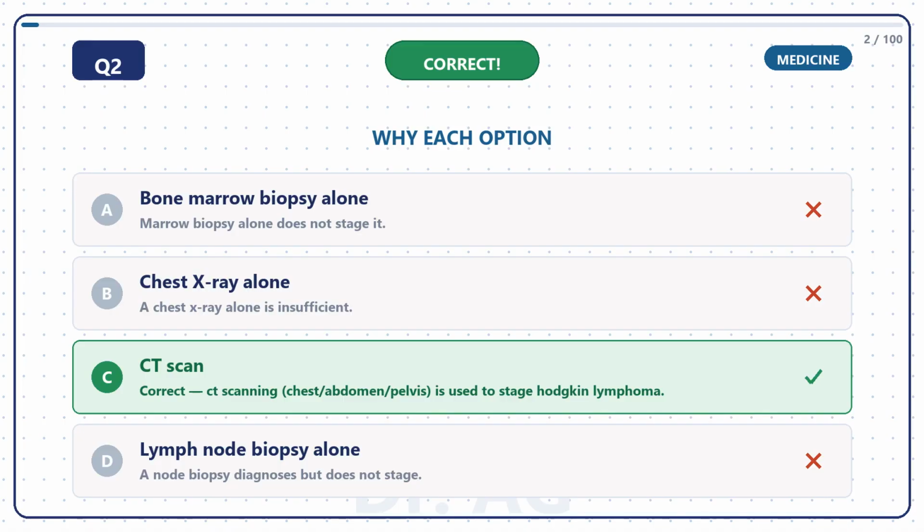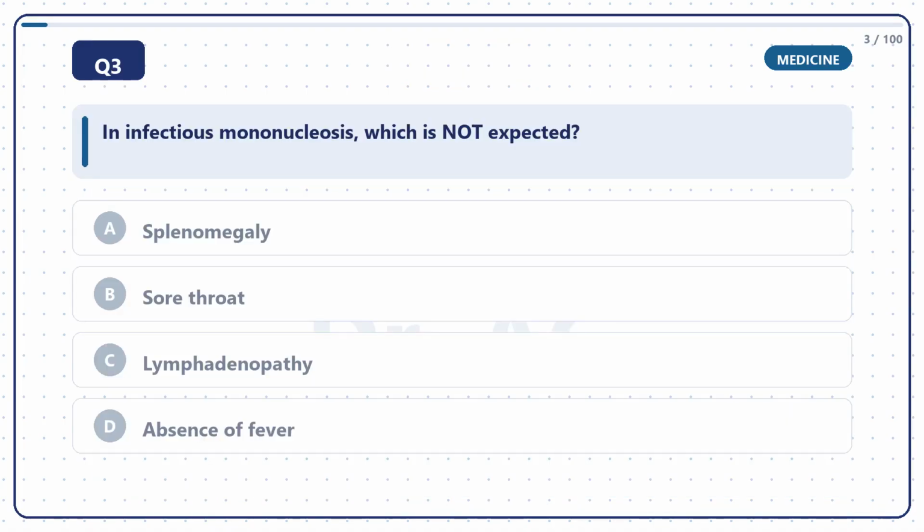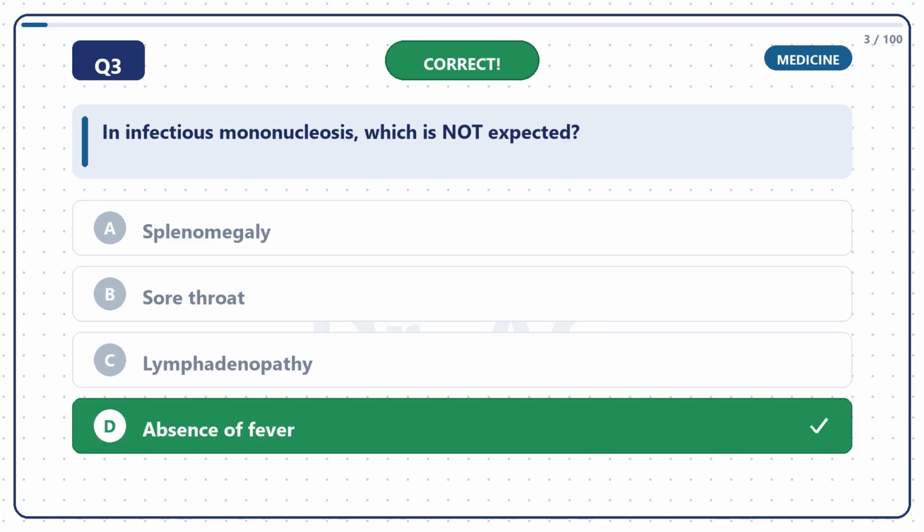CT scan. Question 3. In infectious mononucleosis, which is not expected? Option A. Splenomegaly. Option B. Sore throat. Option C. Lymphadenopathy. Option D. Absence of fever. The correct answer is option D.